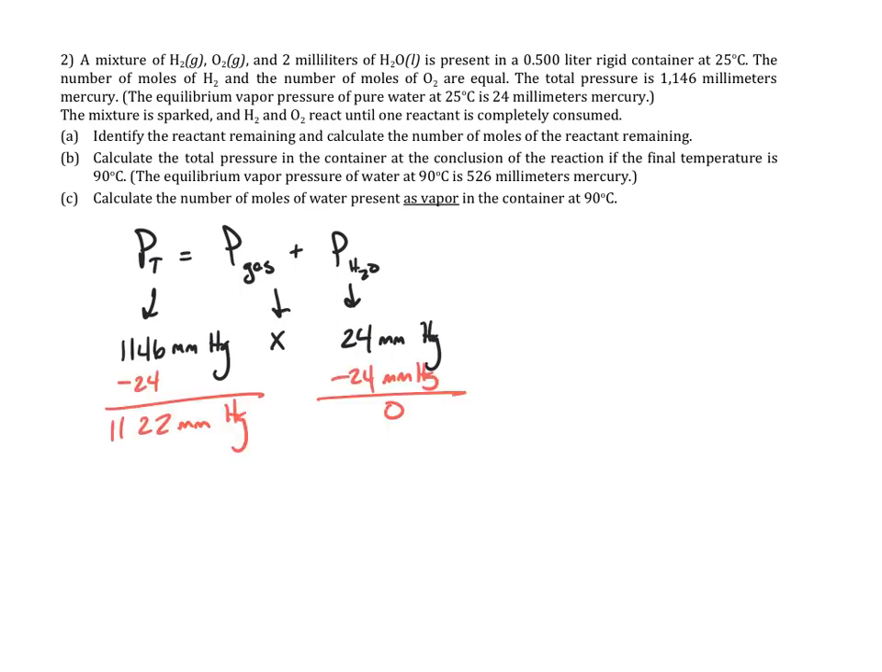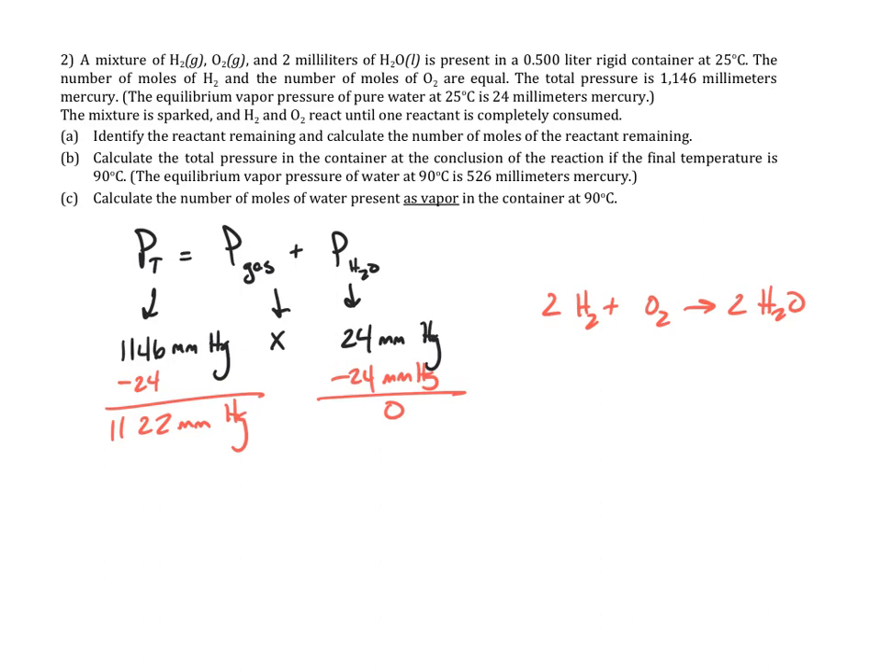We're going to spark this and combust H2 and O2 to make water. We need to write out a balanced chemical reaction to figure out which one's going to run out first. So you have 2 moles of H2 and 1 mole of O2 in this reaction. If you start with equal moles of each, as it says in the problem, this one's going to run out first, because for every 1 mole of O2 you use up 2 moles of H2. So the H2 is going to run out first.